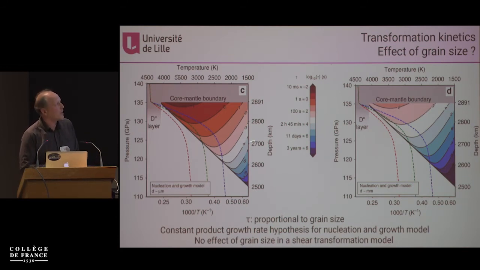If your time scale is proportional to grain size, if you have a millimeter grain size in the mantle, you just have to multiply all the numbers by 1,000. It's a very rough model, but it's all we can do based on our data.